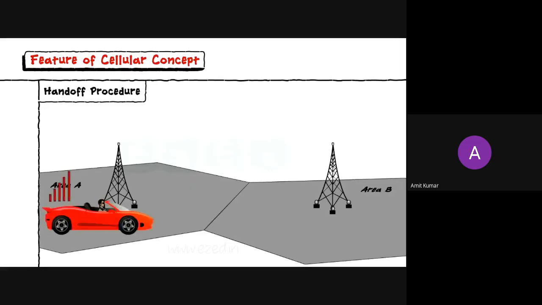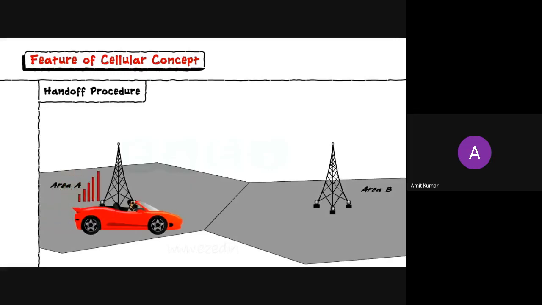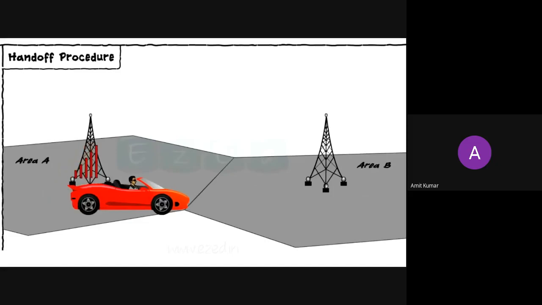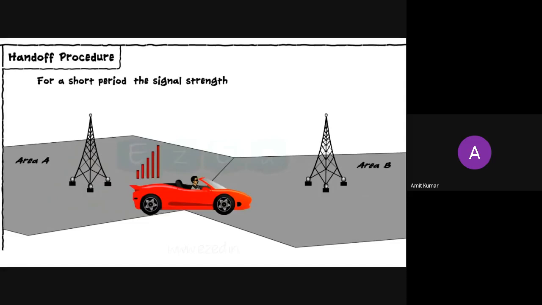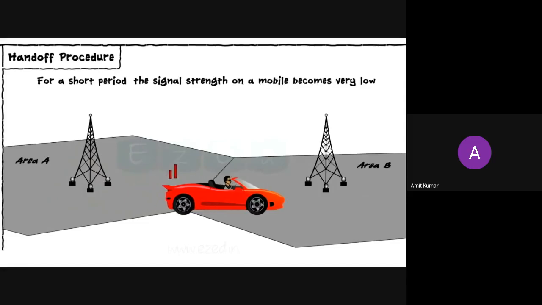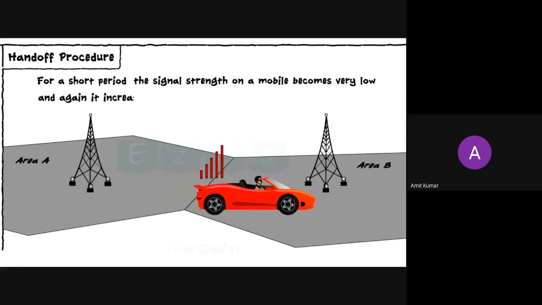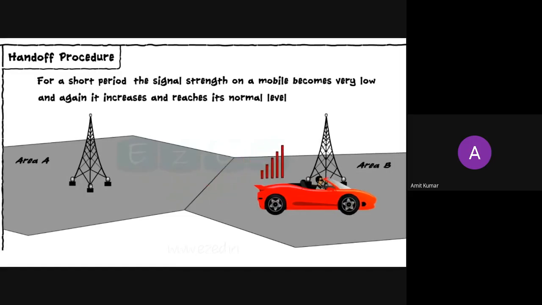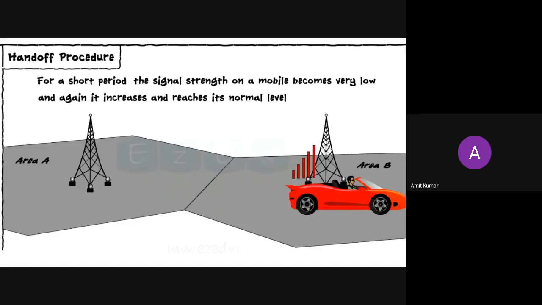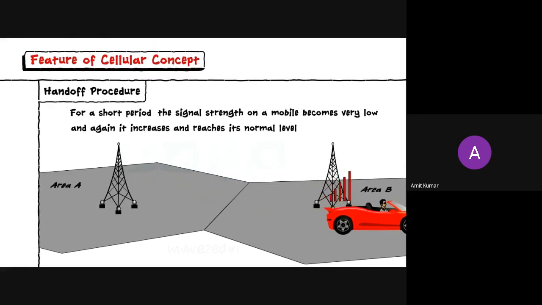Let's see what we mean by a handoff procedure. Consider a situation where we are traveling from place A to place B via a car. Sometimes it happens that for a short period of 2 or 3 seconds, the signal strength on mobiles becomes very low, and again it increases and reaches its normal level. Have you ever thought why this happens? The answer to this question is the handoff procedure.